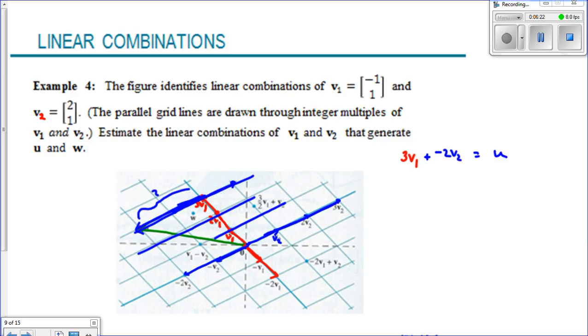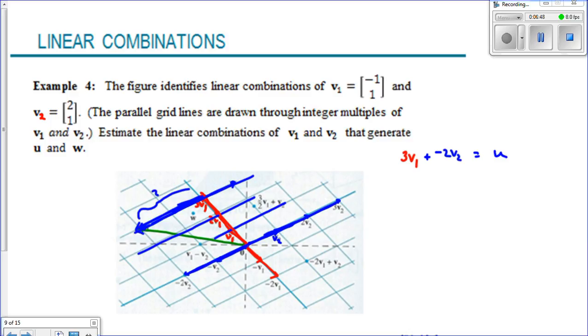v1 takes you out however far in this direction you want to go. You just figure out what the multiple is, how many of the v1s you have to go to line up with that u, and then do the same for the v2. This is the direction, and you're just going parallel to it, but you've got to go in the opposite direction of v2, and you've got to go 2 of those units, where v2 is considered 1 unit.